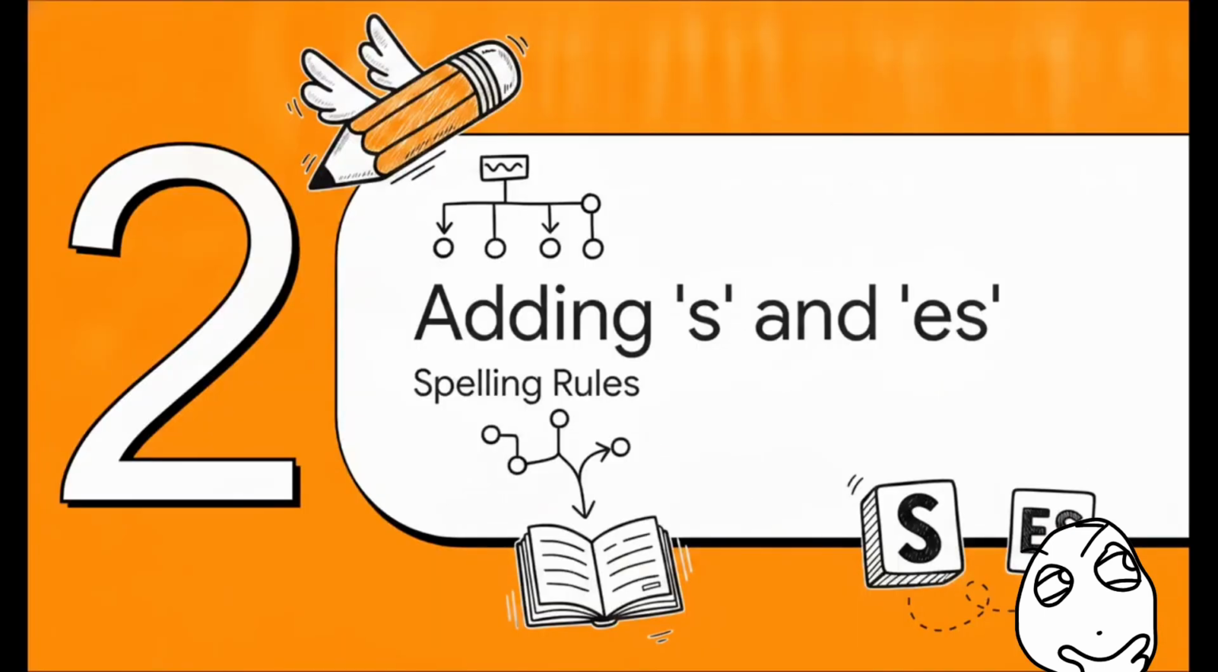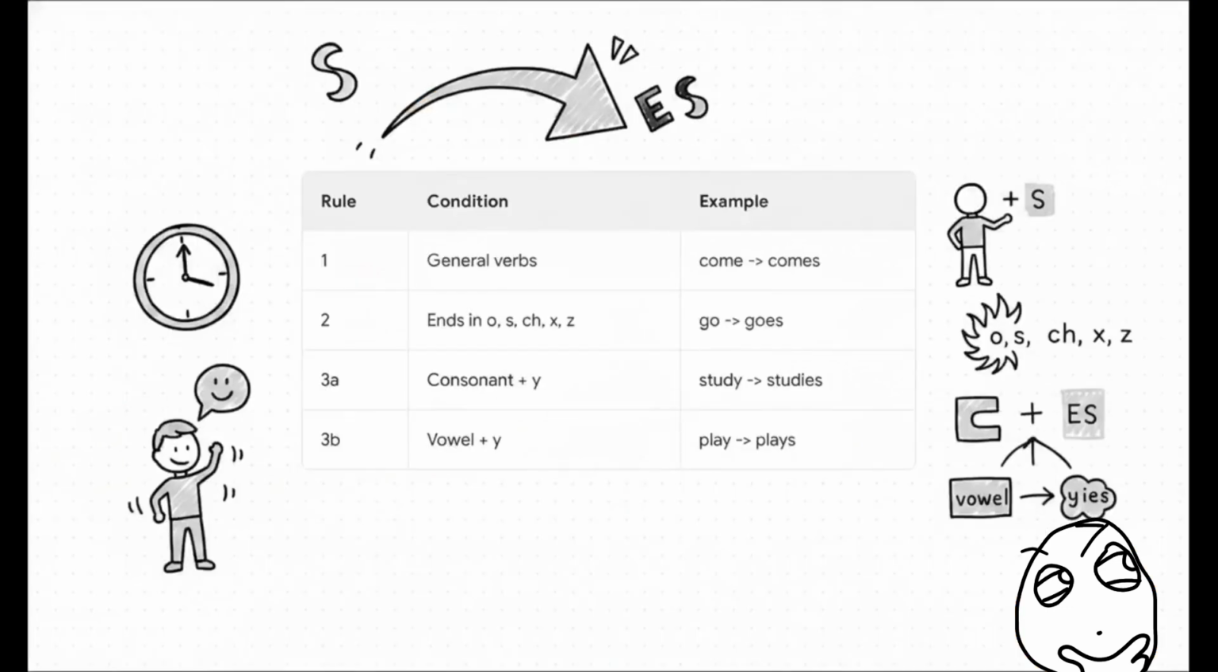Moving on to section 2, how to actually add s and es. Let's look at the spelling mechanics. So now we know when to add the ending, but how do we spell it? There are just 3 quick rules. Number 1, for normal verbs, just slap an s on there. Come becomes comes. Number 2, if the verb ends in o, s, ch, x, or z, basically those breathy or buzzing sounds, you add es. So go becomes goes, and catch becomes catches.